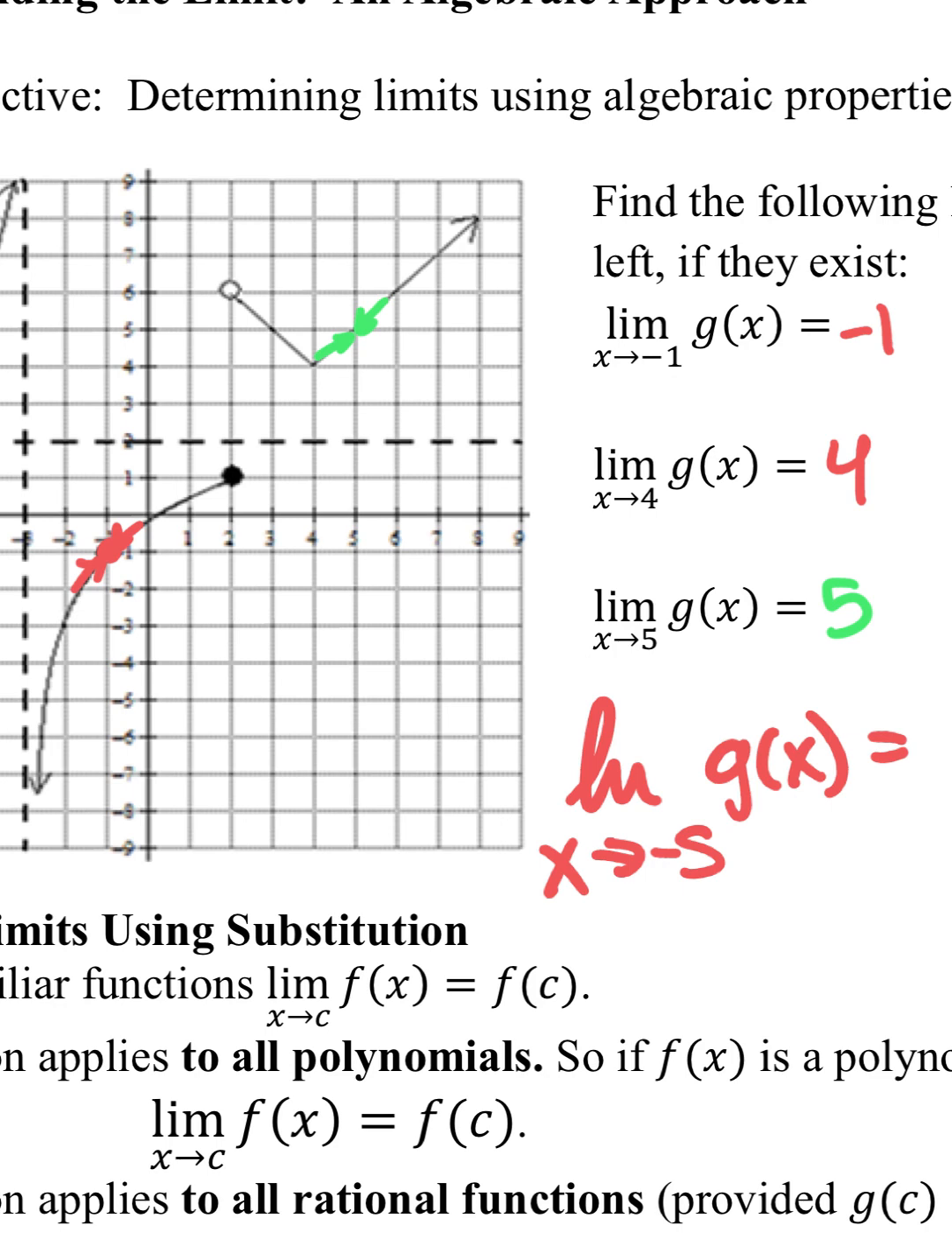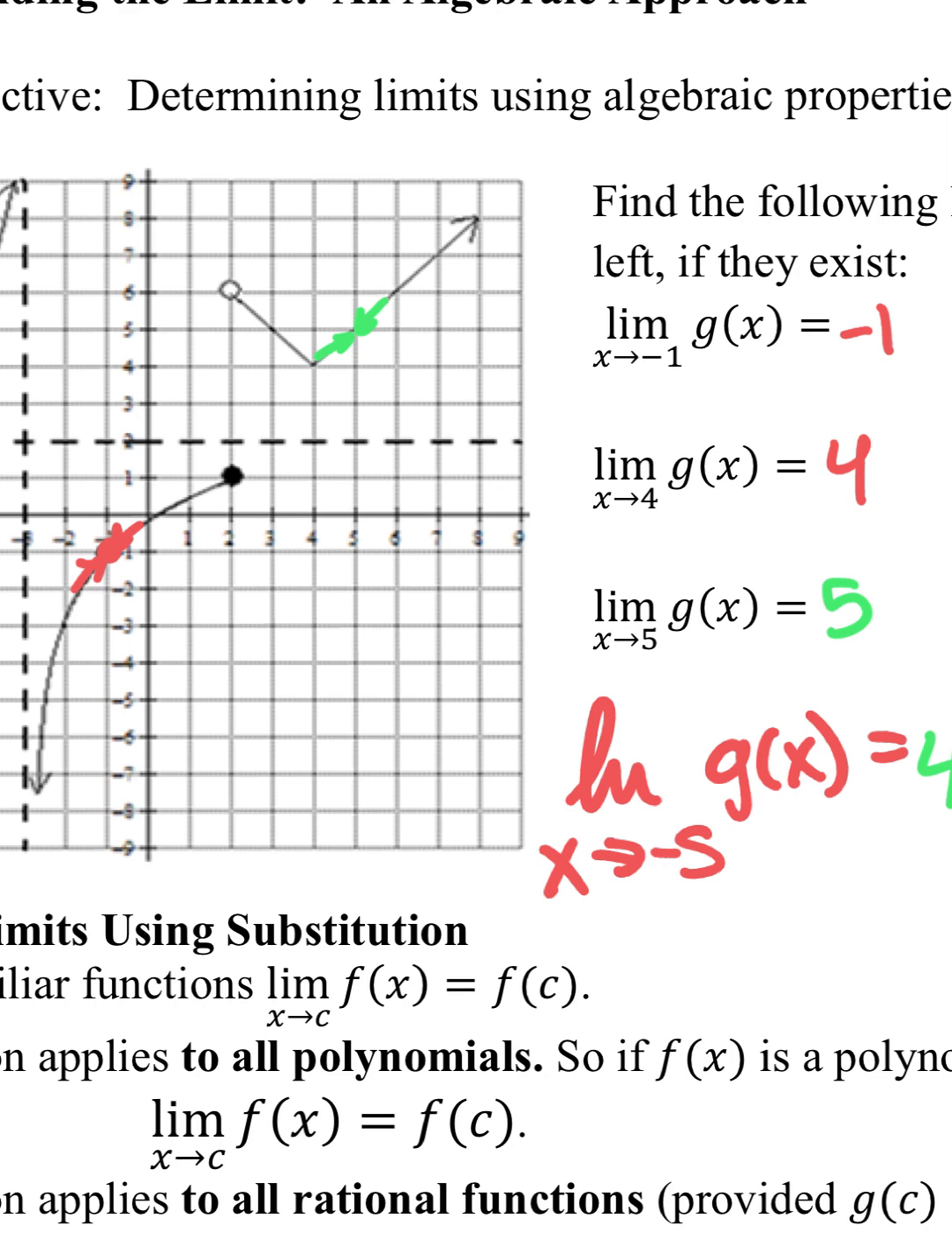Okay? And then this last one, as x approaches -5 from the left and from the right, what is the function approaching? 4. But what is g of -5? 1. Okay? So here, the limit is what the function is doing nearby. It's approaching 4, right? The function value itself is 1, right? So this is a case where the limit does not equal the function value, okay?